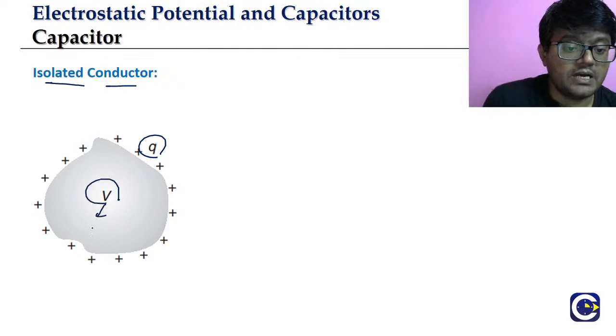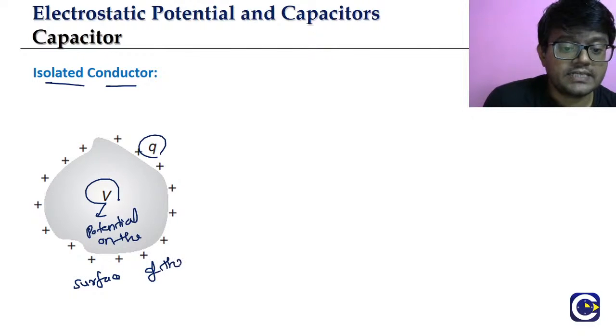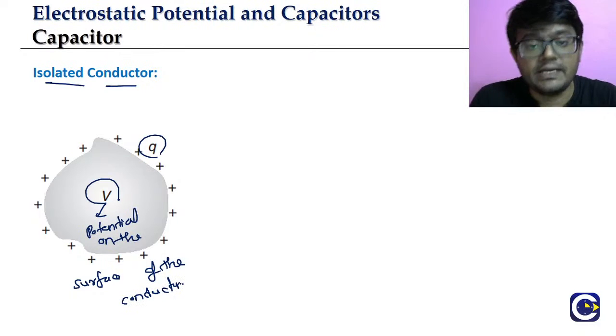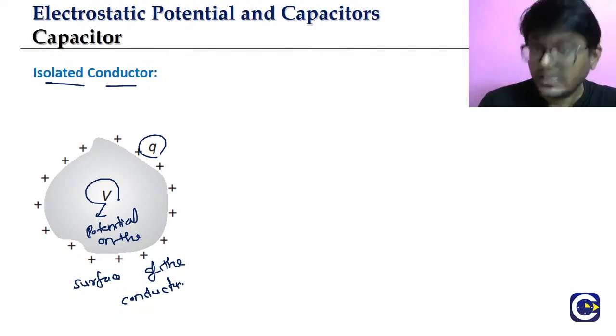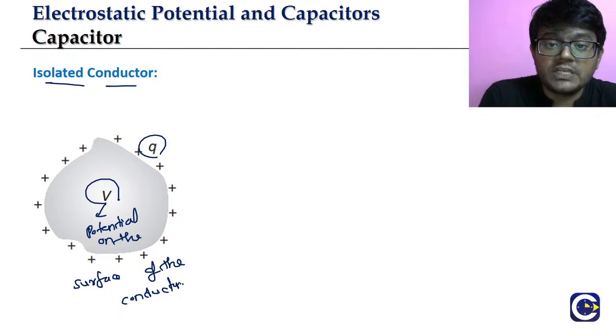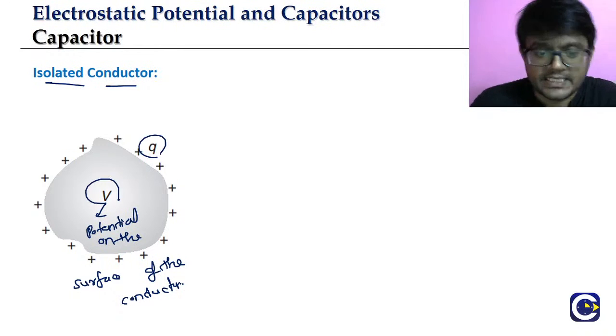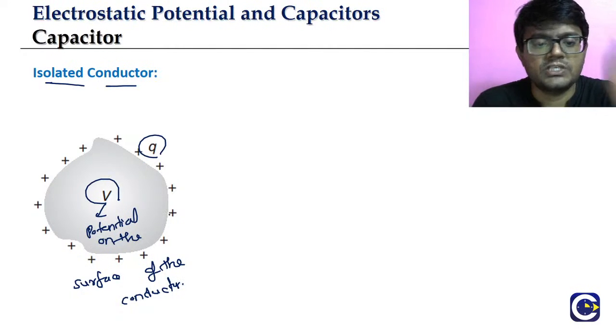Here, what is V? V is the potential on the surface of the conductor. Remember, we have already talked about this point. If you have a conductor and we are giving a charge to the conductor, then the potential on the surface of the conductor will be the same as the potential at each and every point inside the conductor. So that potential you are calling as what? The potential of that conductor.